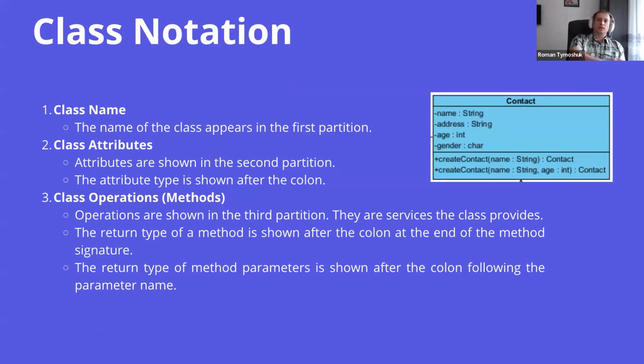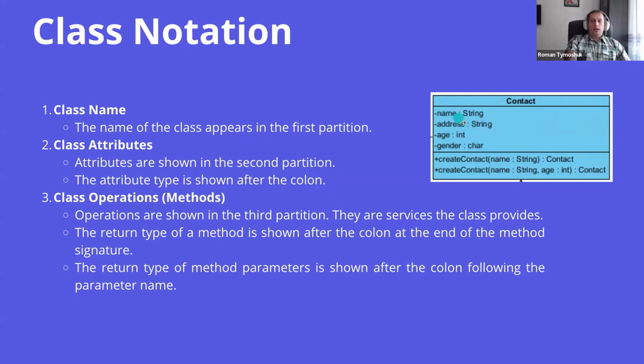Yeah, let's go deeper into the class notation. First of all, we need to provide a class name. The name of the class appears in the first partition. Here you can see an example of the contact class, with a name string, address string, age, and gender. These are private fields, and these fields are defined in this contact. And they are called UML class attributes if they are shown in the second partition.